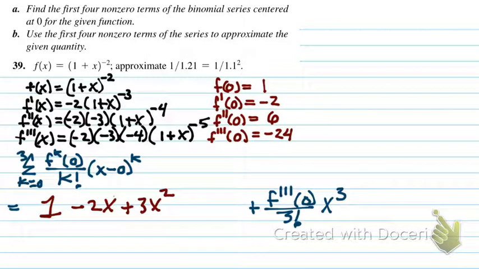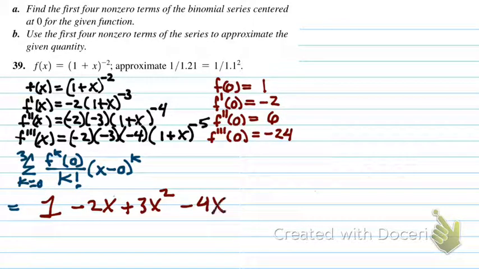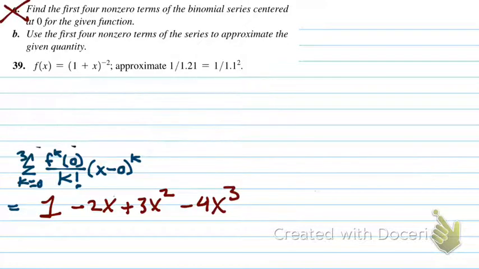All right. f triple prime of 0, that's a minus 24. That's this right here. And then we divide it by 3 factorial, which is 6, and that's a minus 4. Take that, stick it over there, and let's make some room, because now we're on to part 2.